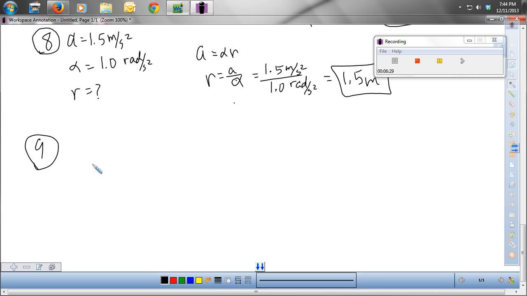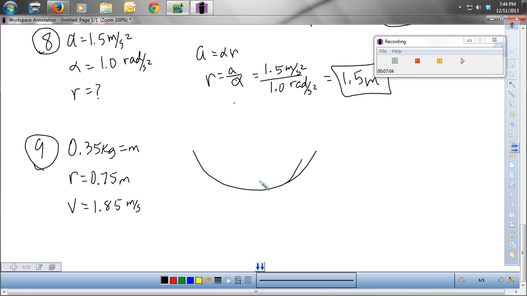Number 9 says a student is swinging a 0.35 kilogram stone. So that's the mass. In a vertical circle, what will be the tension in the rope at the bottom of the circle if the student holds a radius to 0.75 meters? And the speed at the bottom of the circle is 1.85 meters per second. You would be wise to draw a free body diagram. I'm at the bottom of the circle.